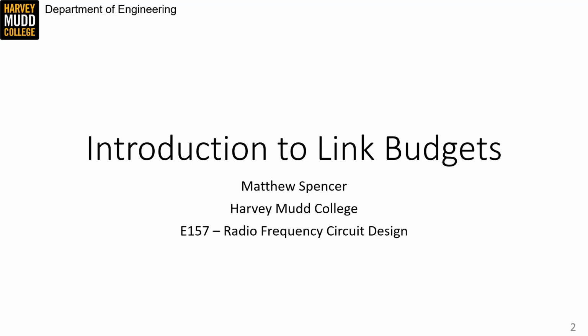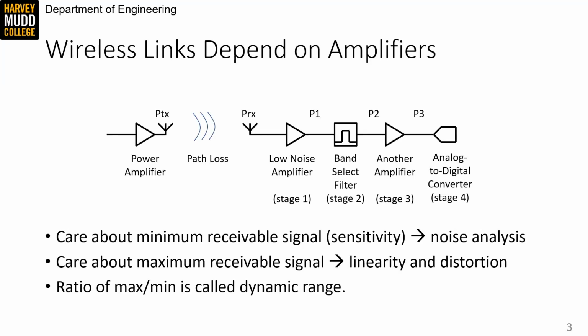How we're going to think about communication links for the rest of the semester. A link budget is an accounting of power levels at different parts of a receive chain. So for the receiver pictured here, it would be a spreadsheet that tracks the values of each of PTX, PRX, P1, P2, and P3. Keeping this document lets you make important design decisions, like how many amplifiers to use in the receive chain. It also lets you predict important performance parameters of the system.